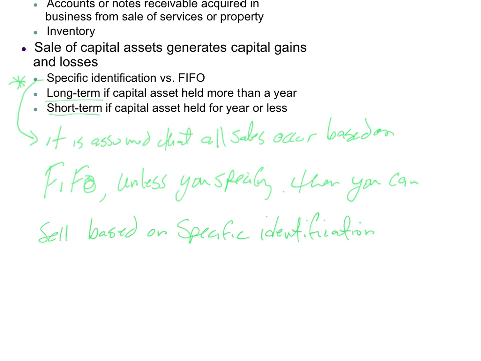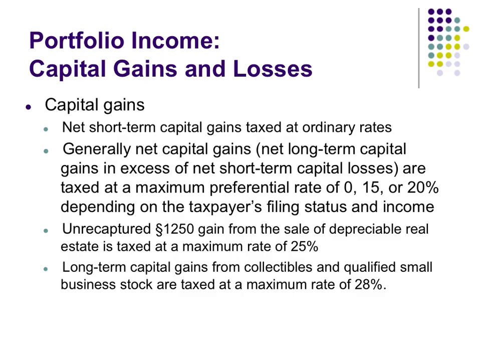So if you do not specify, it is assumed that you are going to use FIFO. Otherwise, you'll use specific identification. You can choose, I should make that very clear. You can choose to use specific identification. Sorry, I'm having trouble talking evidently. But the assumption, the default, is a FIFO methodology.